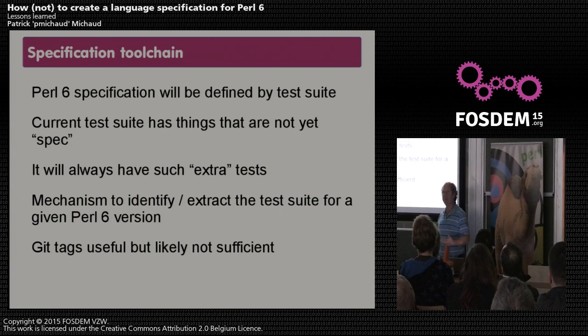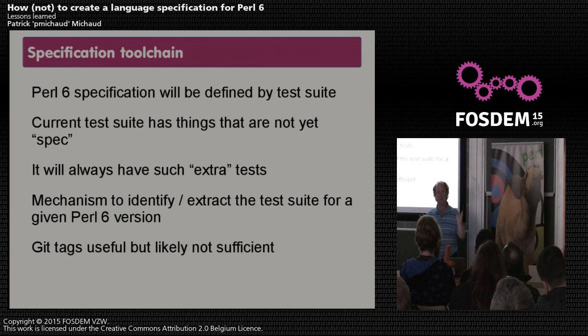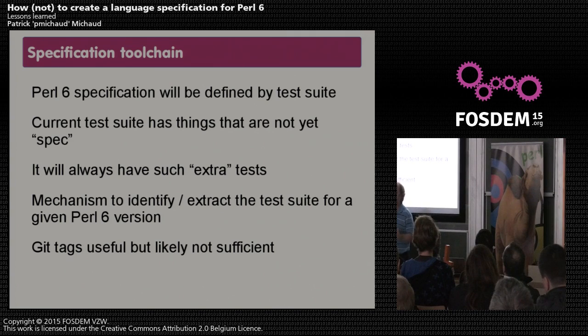Where we're going, I think we need to consider and look at the details of what our tool chain is going to look like for the Perl 6 specification. Because if the Perl 6 language spec is a set of tests, and we already have a pretty robust test suite, it's called Roast. Probably should be called Specs, but it's called Roast.